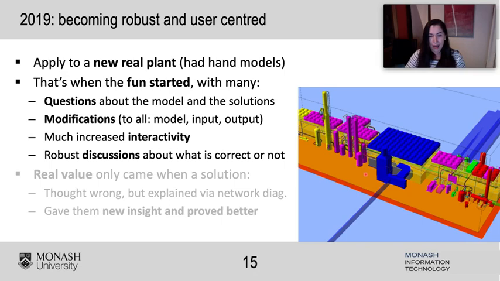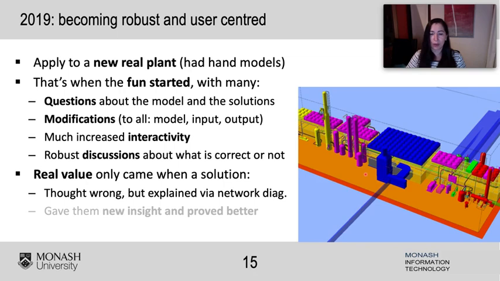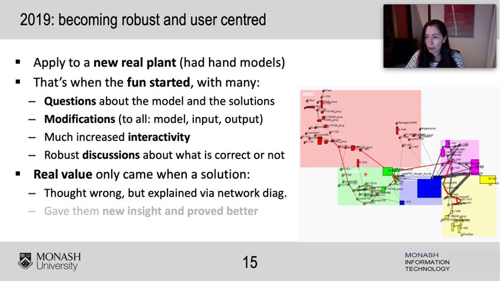Yeah, so this was happening, but the real value, the first time we could see the faces changing, was when they saw one solution that they thought was wrong, and we managed to explain the reasons underneath why it was definitely not wrong, via a network diagram. It was not via this, it was via something totally different that we had developed for ourselves to understand it. And looking at this, they figured out that there was a reason they had never thought of before in the traditional rules that made all the difference. That gave them new insight and proved better than what they had ever thought before.